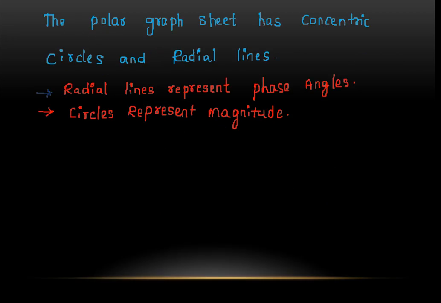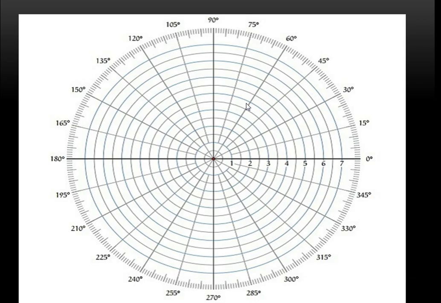What is a polar graph sheet? The polar graph sheet has concentric circles and radial lines. Here the radial lines represent the phase angle and the circles represent the magnitude. So this is the polar graph. In the polar graph we have the concentric circles and we have the radial lines.